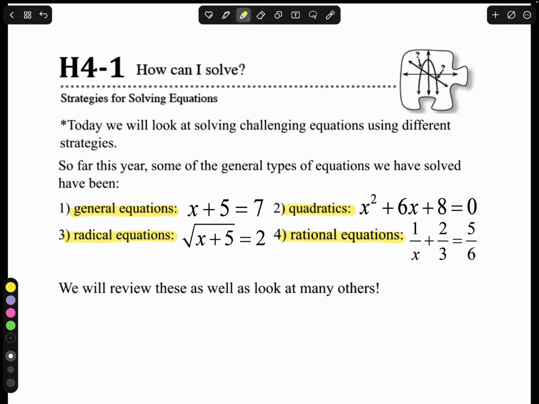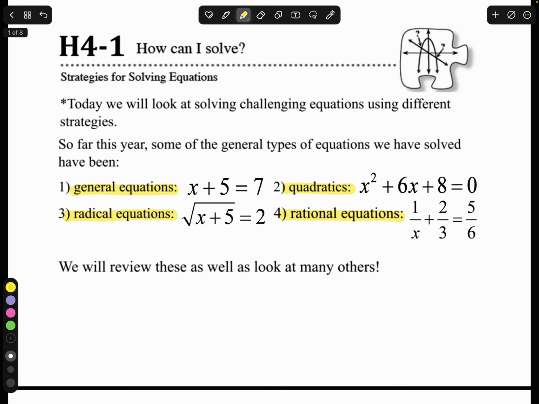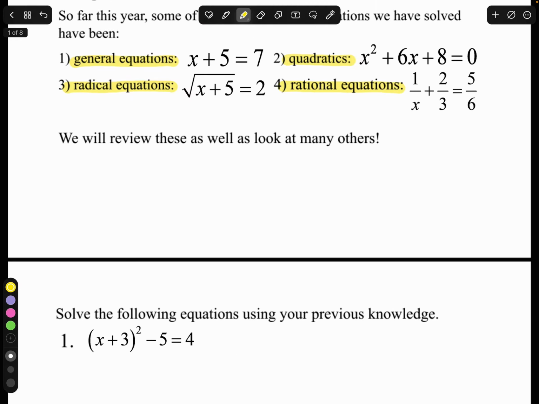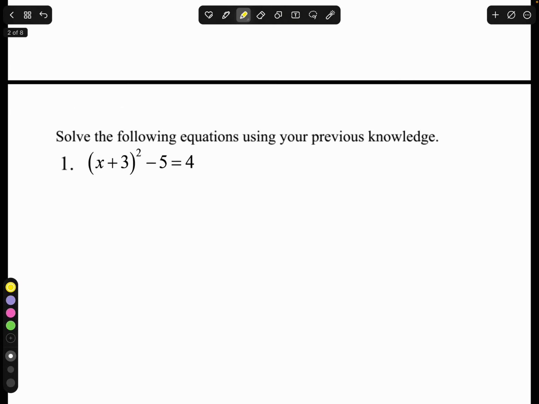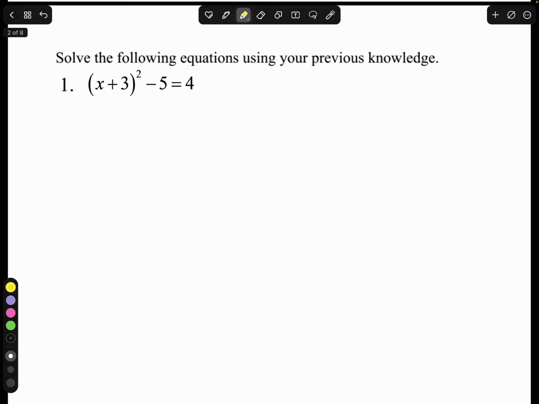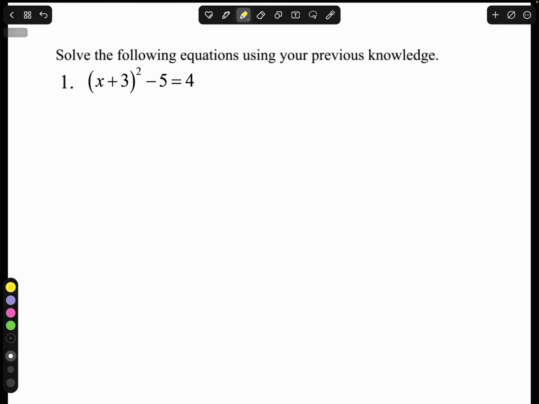So let's go ahead here. And today is just a review and some practice on how to solve some of these. You may not solve them the exact same way that I solved them because there are multiple ways, but you may want to listen to some of the ways that I'm showing you how to do it just in case, because there are some ways that are a little bit more efficient.